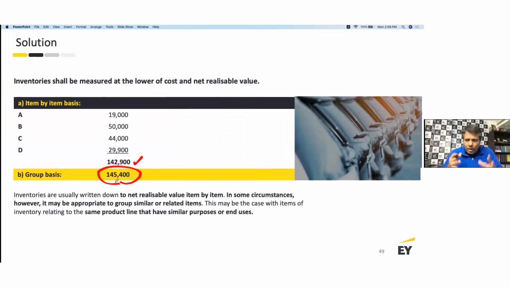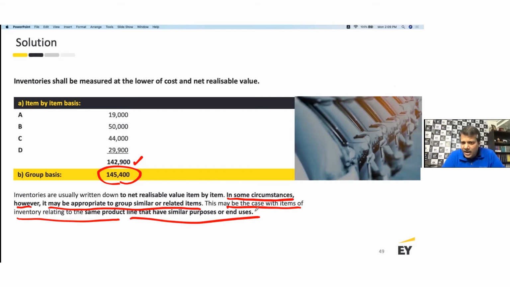So your policy is extremely important. First, you need to determine what is an appropriate policy, and then you need to apply it consistently. You can follow the group basis depending on whether the items are homogeneous in nature, as I said, with similar purpose, size, type of customers, market, geography. Then you can do that. In some circumstances, however, it may be appropriate to group similar or related items, such as items of inventory in the same product line that have similar purpose or end users.